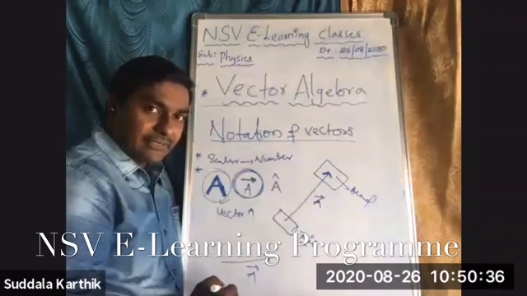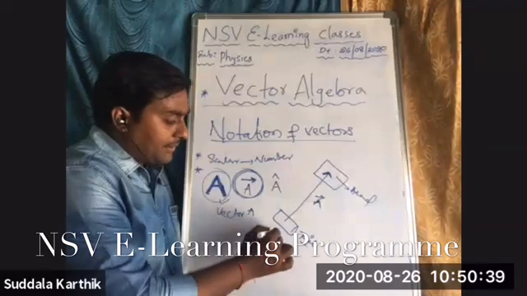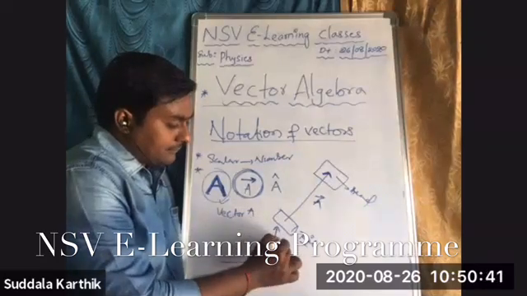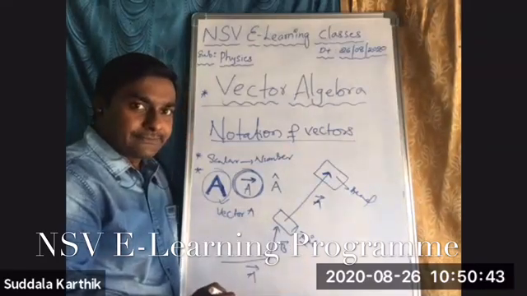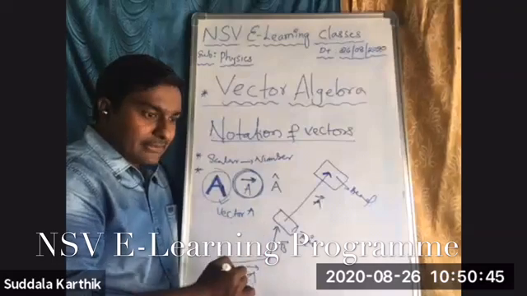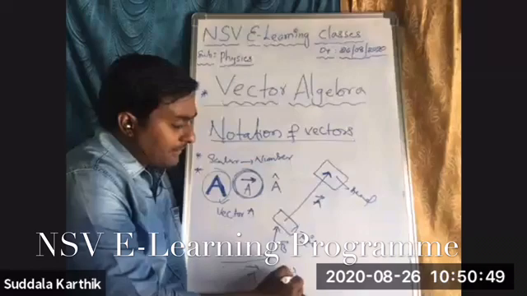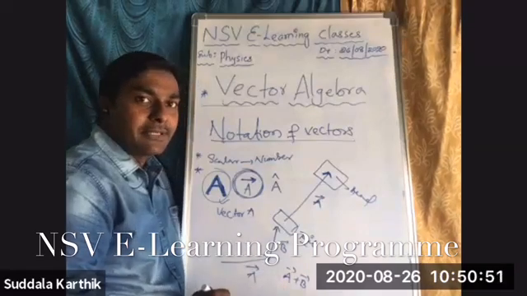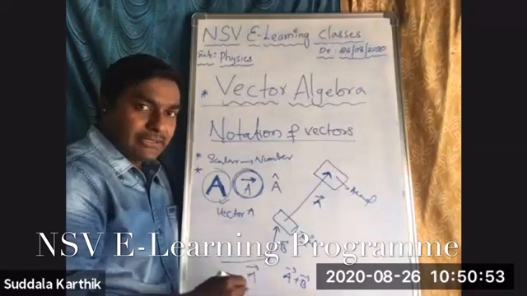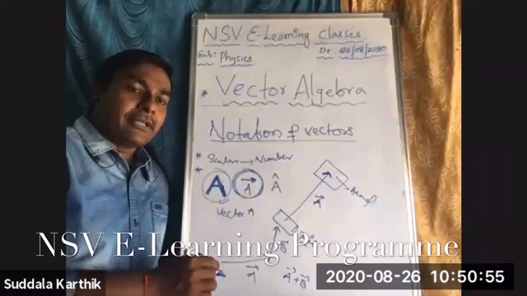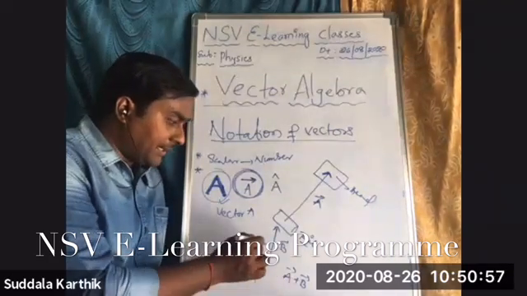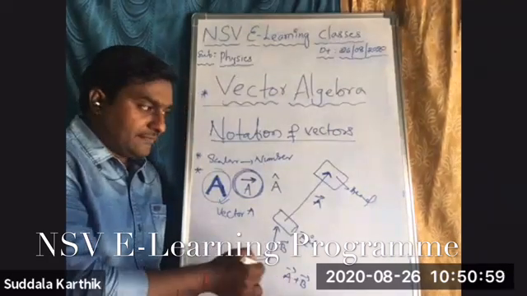Suppose this is A vector, vector A, and let it be vector B. A bar and B bar, these two are like this. Just I joined those two. What is A bar plus B bar? I want to calculate A bar plus B bar. For that purpose, simply I want to use the vector law of addition.